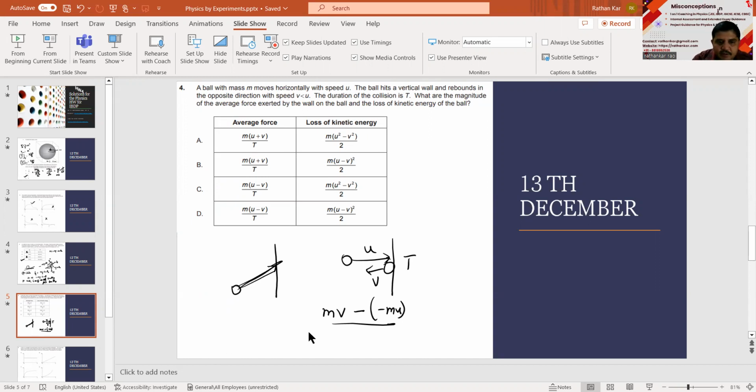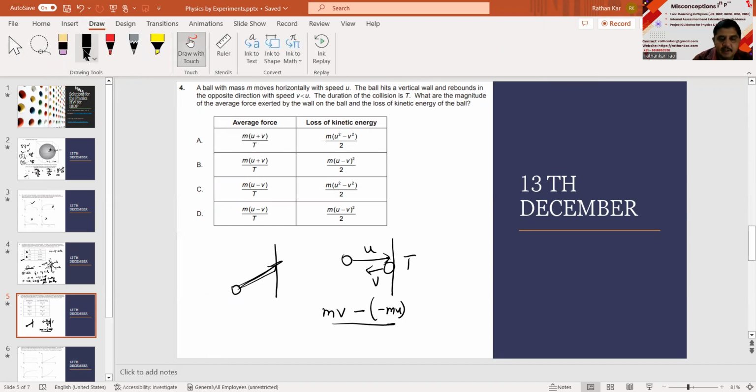Let me write it down here. This will be t, which should be equal to m into, the minus becomes plus, so m into u plus v divided by t. See, m into u plus v divided by t is in both the conditions. So therefore this is incorrect, and this is also incorrect. Now you need to find out what is the loss of kinetic energy.